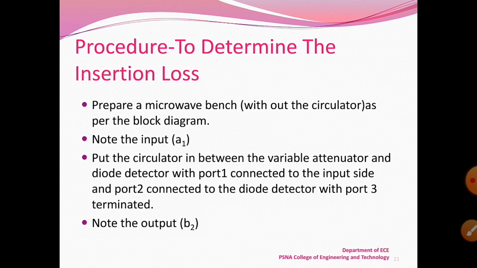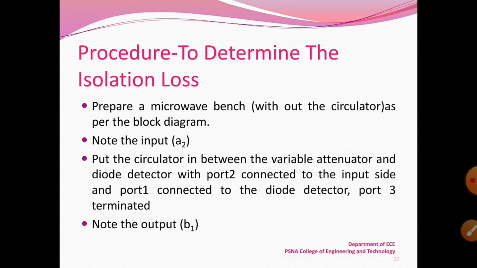Then procedure to determine the insertion loss. Prepare the microwave workbench, that is, without the circulator, as per the block diagram. Then note down the input. Then put the circulator in between the variable attenuator and the diode detector. The port 1 has to be connected to the input side, that is, near the variable attenuator, and the port 2 has to be connected to the diode detector, and the port 3 will be terminated. And note down the output.